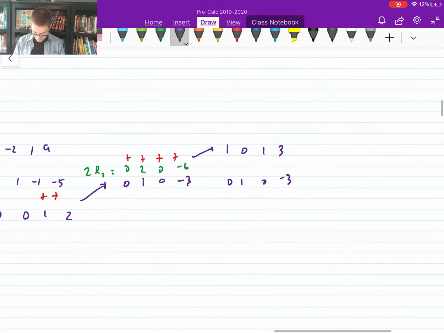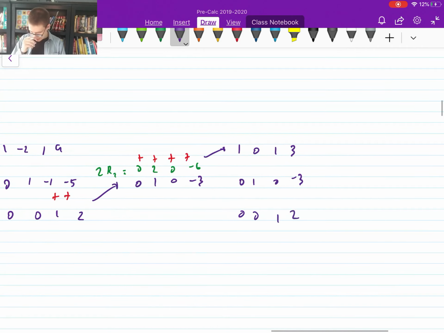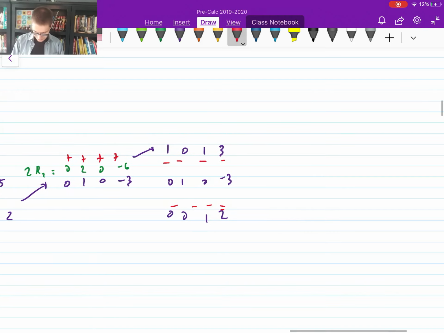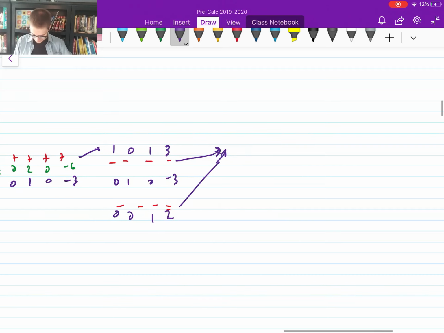And then 0, 0, 1, 2. I can subtract the bottom equation from the top equation, and we'll bring that to the top. I have no easy, clean way of subtracting rows that are not next to each other. This is the easiest way I can think of. So we do 1, 0, and then 0, and then 1. Great. So what we end up with, did I do this right?